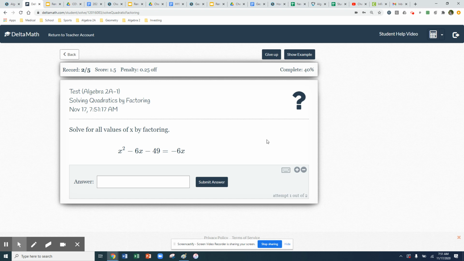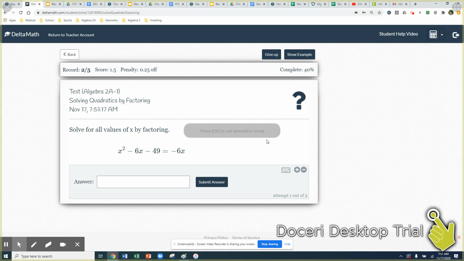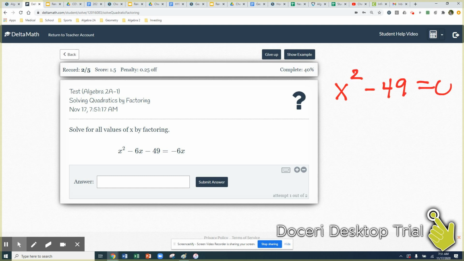The last thing that we can see is what's called a difference of squares. So we'll look at this last one. We'll add the 6x over. Again, I'm not going to show the algebra, but you would add 6x over and you'd get x squared minus 49 equals 0.